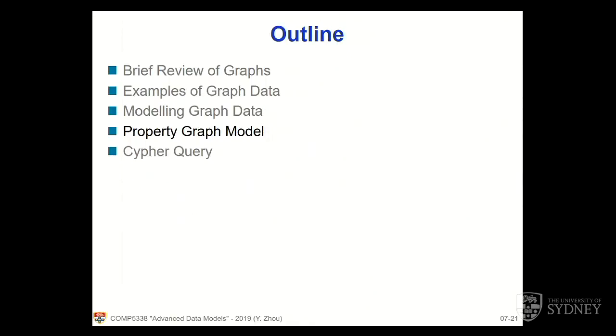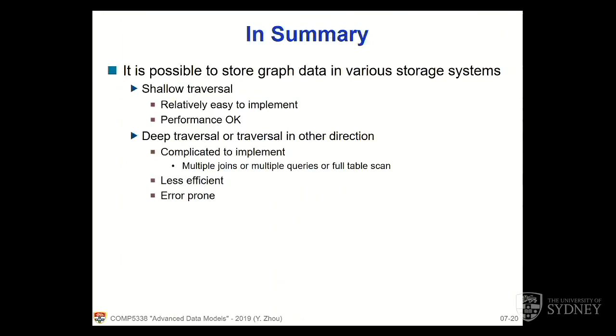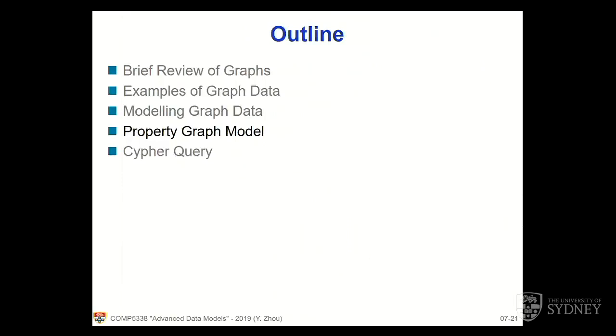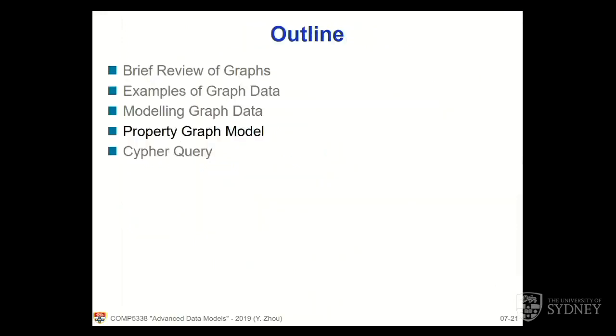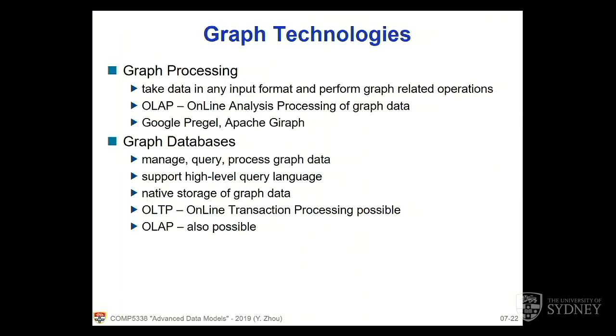So if we do have more complicated needs, where we really want to traverse the graph in a complicated way, like very deep traversal or traversal in a reverse direction, we can use other ways to do it, in a more native way. So let's see what the property graph model is. But before that, there are some special techniques or technologies for graph, and there are two big types of it. We're only focusing on one.